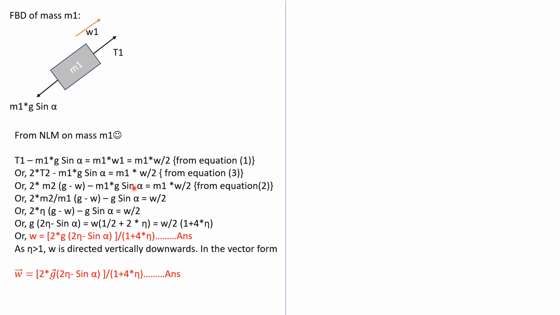So we will keep on solving this. We reach this stage. We will divide each term by M1, so M2 by M1, and M2 by M1 we can replace by n. And finally, upon solving, we will get the expression like this.